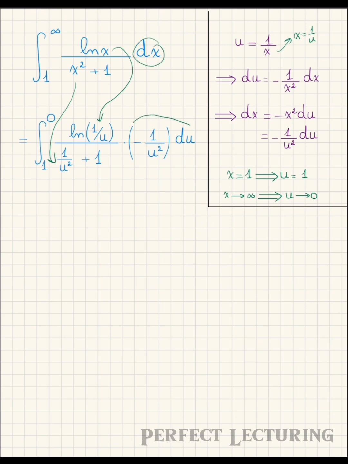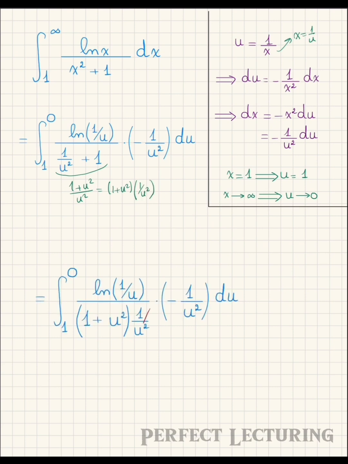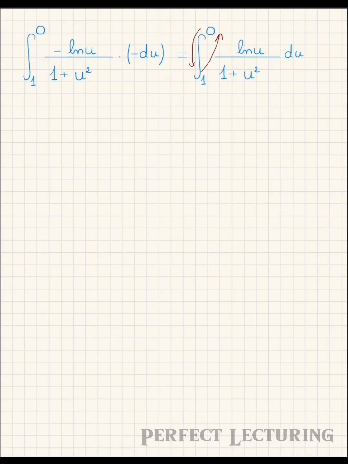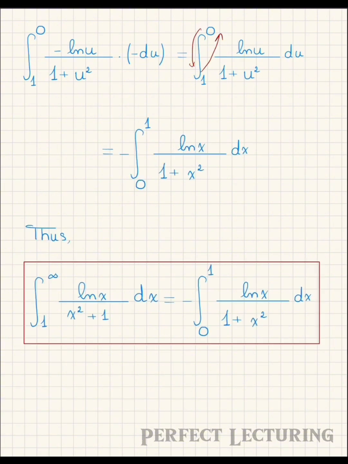And dx is this. Let's find a common denominator here. So it is 1 plus u squared over u squared. Or simply 1 plus u squared into 1 over u squared. So we get this integral. 1 over u squared cancels out with 1 over u squared. And I'm going to replace the ln of 1 over u by minus ln of u. So we obtain this integral. Let's cancel the minuses. Let us now interchange the boundaries and replace all the u's by x. And we obtain the following integral. Thus, our integral becomes equal to this.